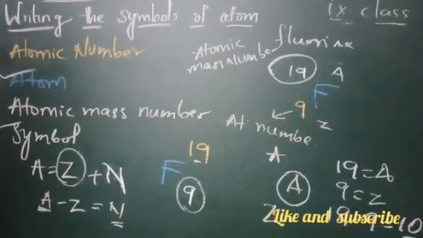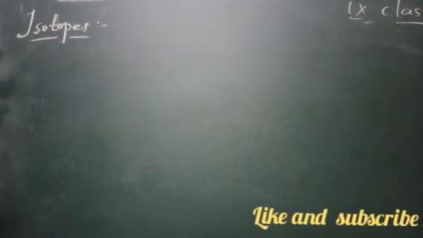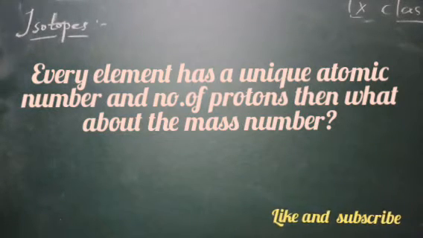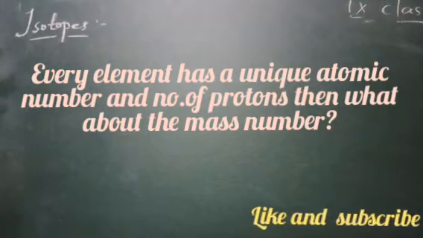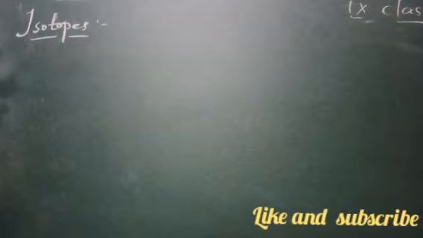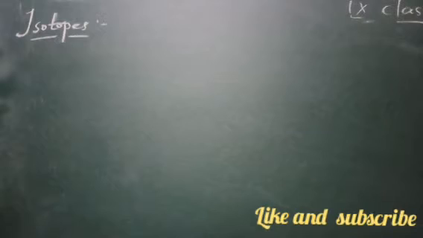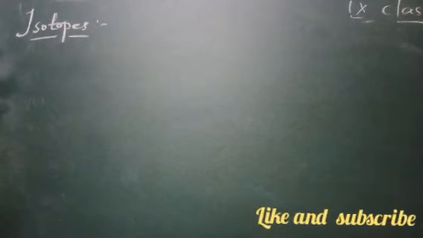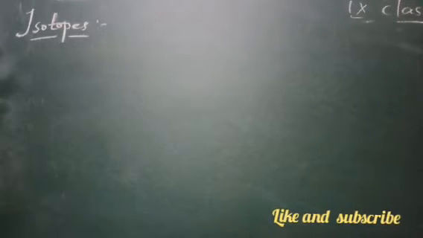So, next topic is isotopes. It must be clear to you that every element has a unique atomic number, right? They have different atomic number or number of protons, right? So what about the mass number? Does every element have the same mass number, or do they have different atomic mass numbers? No, the mass number of an element is not unique because there is more than one type of atom of the same element present in nature in certain cases.